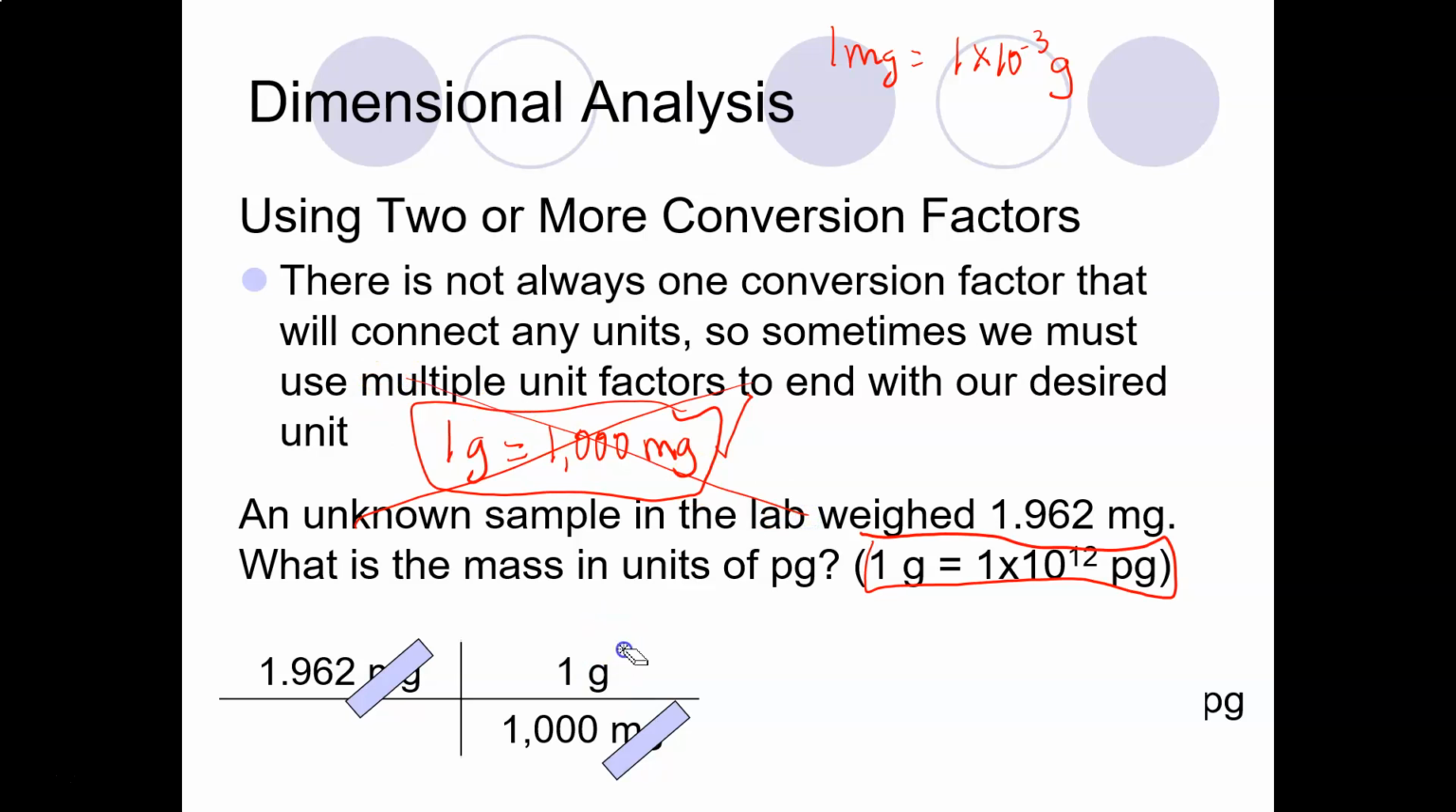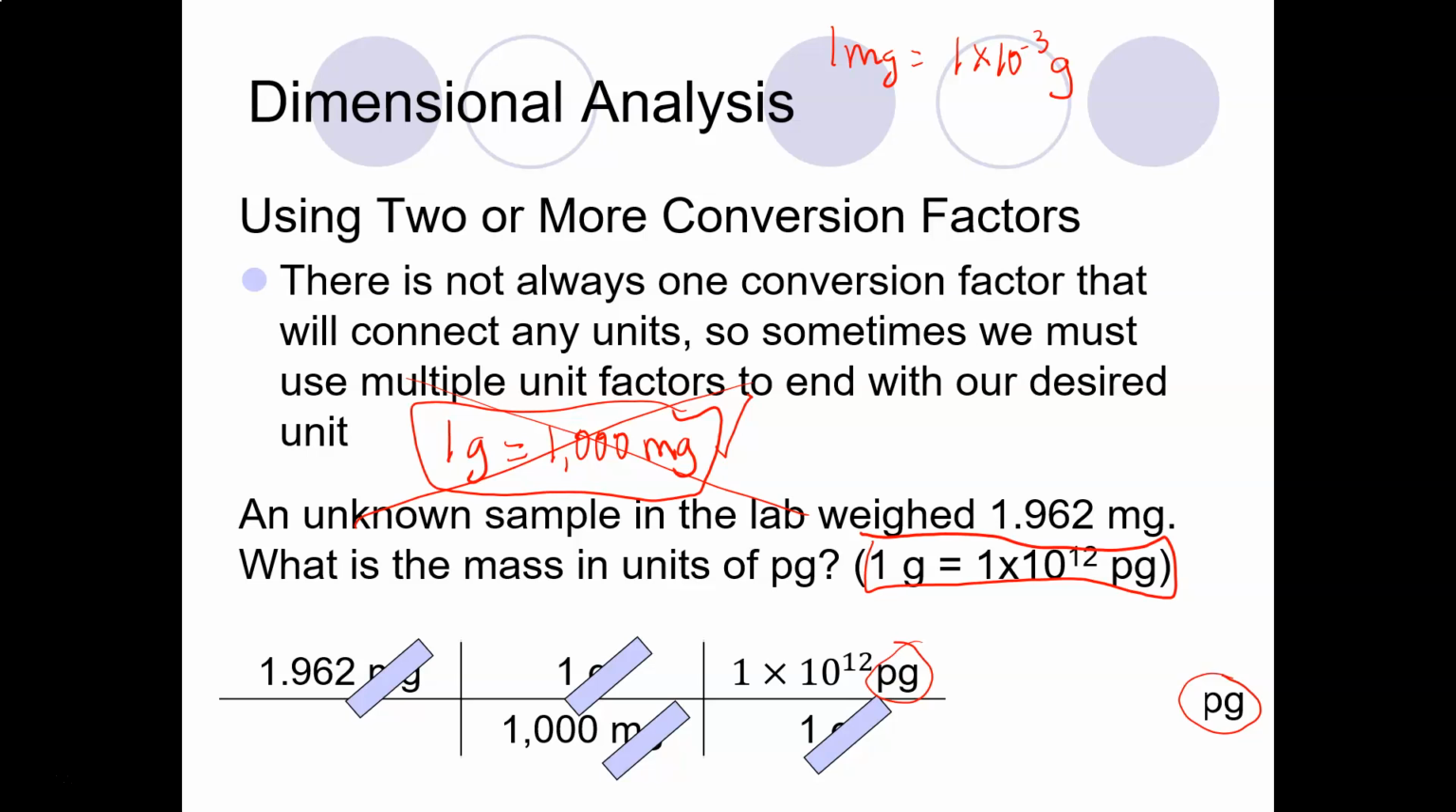So now we're going to use the 1 gram equals 1 times 10 to the 12th picograms. And when I set that up, the 1 gram has to go on the bottom. So I'm going to cancel that out. The unit that is left is picograms, which is also the unit we're trying to solve for. So that's my sign. It's time to grab your calculator.